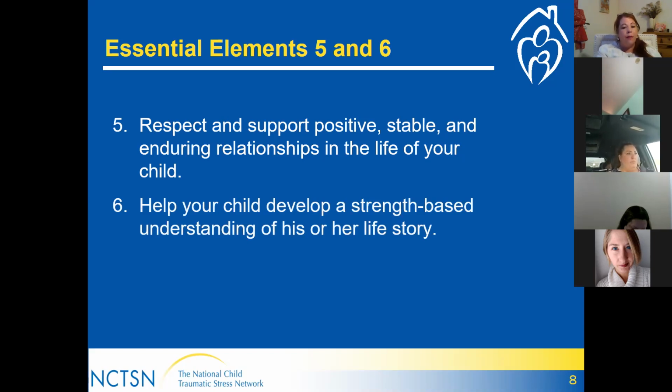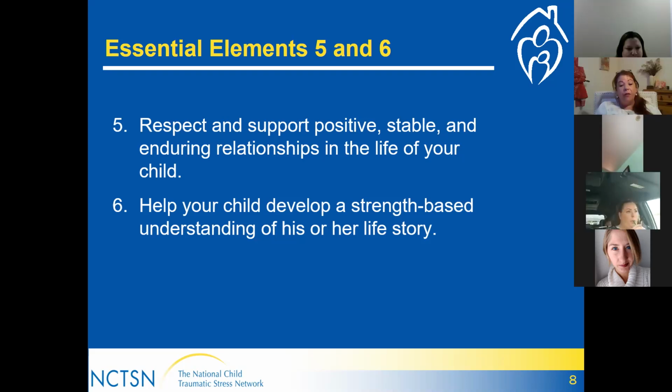And then help your child develop a strength-based understanding of his or her own life story. So obviously, if they're in foster care, there's been lots of negative things that have happened in their life. But I guarantee that's not all of it. There has been some positives. There has been some things that they've learned from trauma that they wouldn't have learned otherwise.